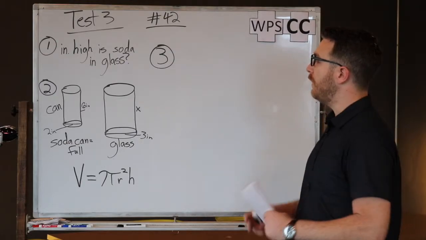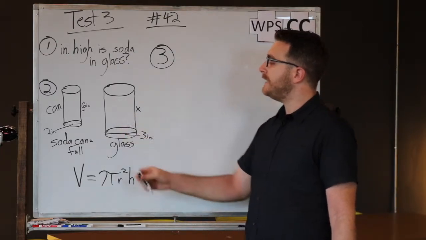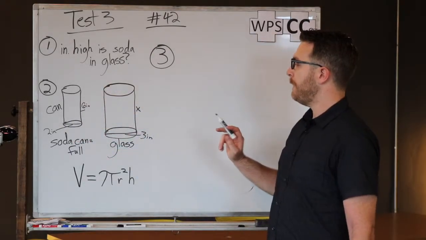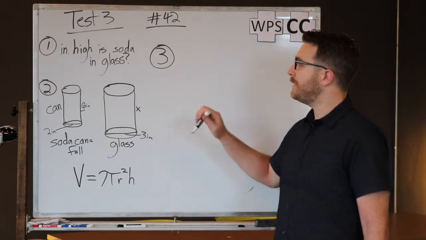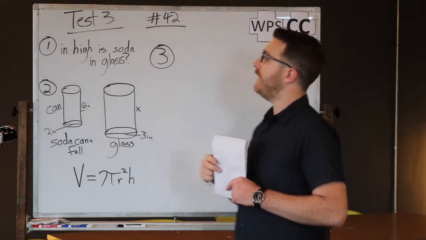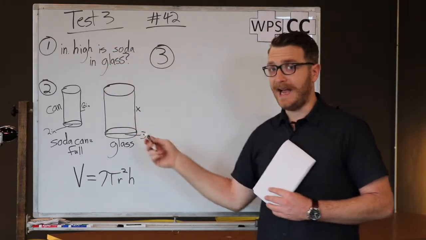Okay, so in this question we have a can of soda poured into the glass. And it tells us that the can of soda is completely full. We know its dimensions. And we want to know how high up the glass the soda will fill. So in our word problem strategy, we always start with number 1, what are we trying to find? How many inches high is the soda in the glass?